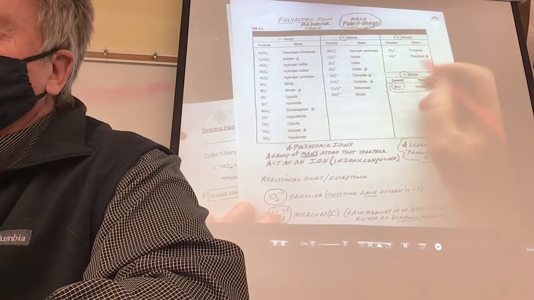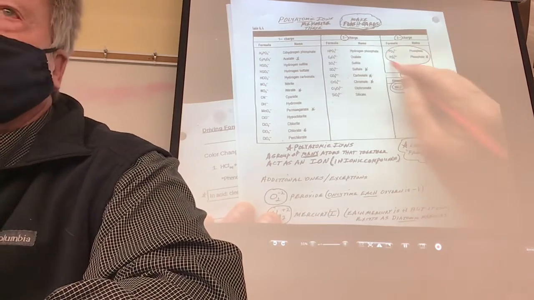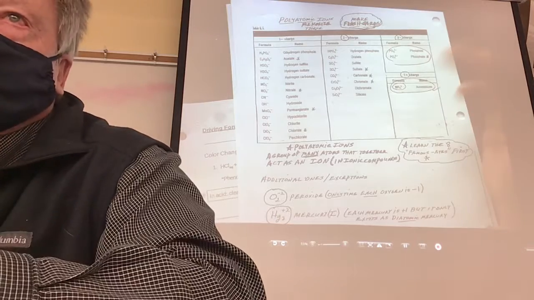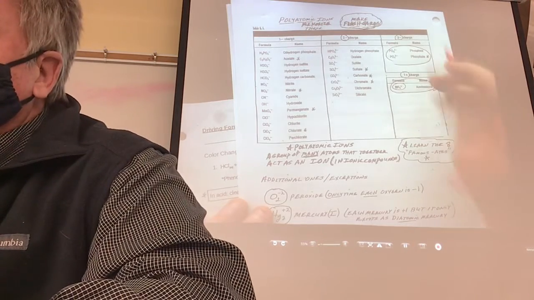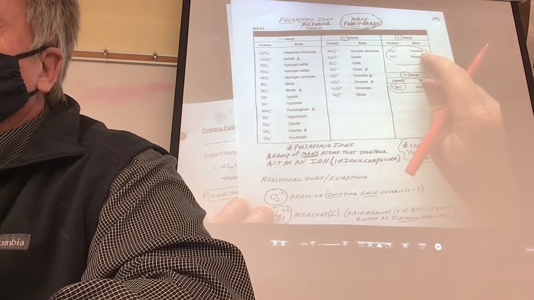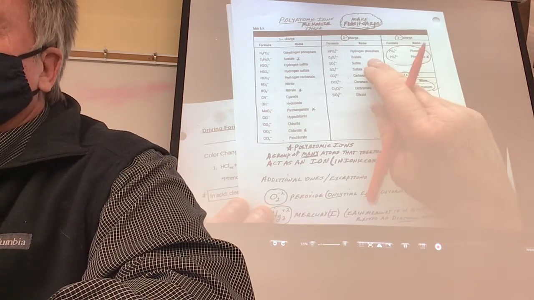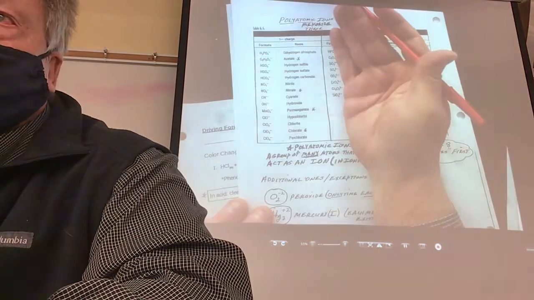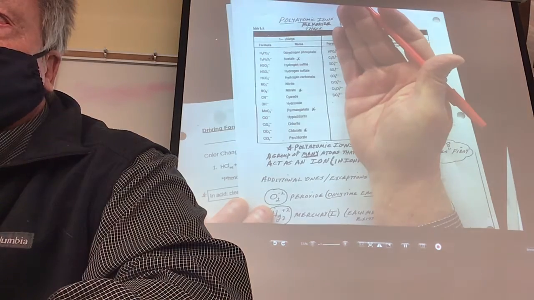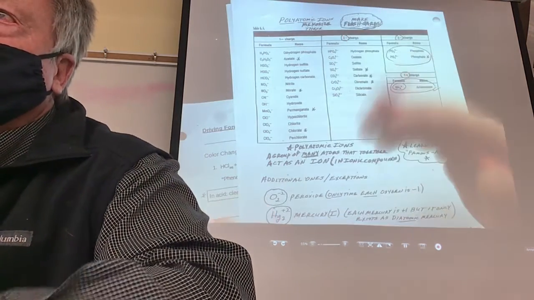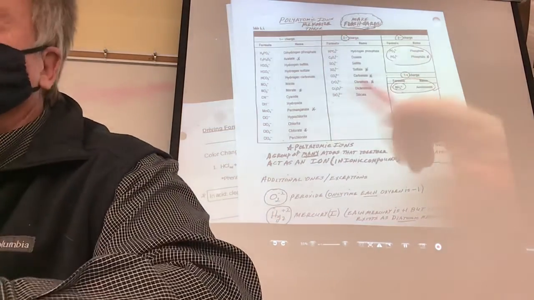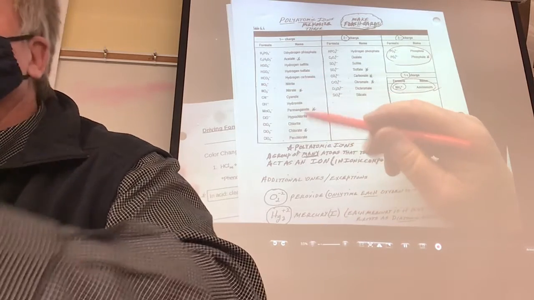Now, how many of them are minus 3? There's only 2 of them. If I memorize those 2, and then I have to memorize these, what are all the rest of them then? They're all minus 1s, aren't they? So as far as figuring out what charge they have, most of them are going to be minus 1. That's the first thing I'm going to show you.